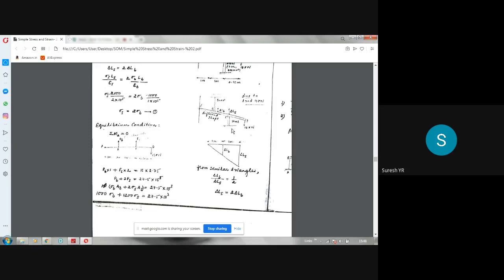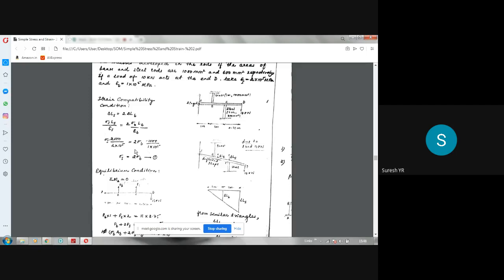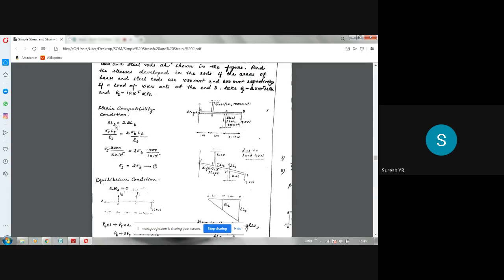Both of them will be equal only if the force is acting on the bar. But here the force is not acting on the bar. It is acting somewhere else. And this relationship is obtained by taking the deflected shape like this. So in this case, the strain compatibility condition is delta LS is 2 times delta LB. This is a very important step.